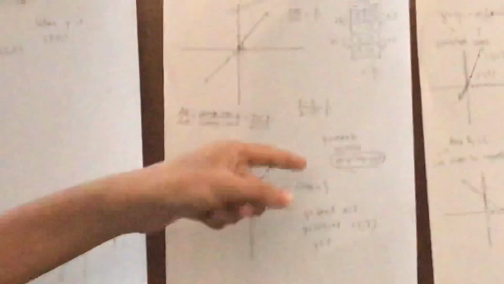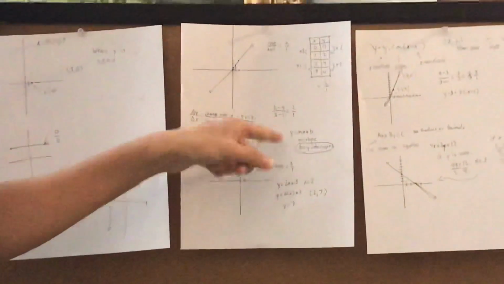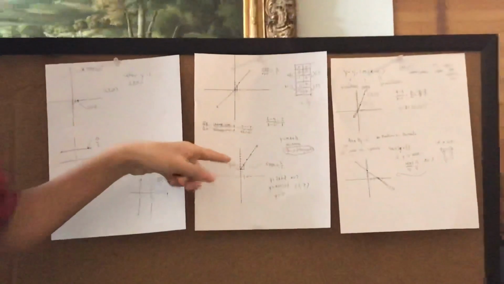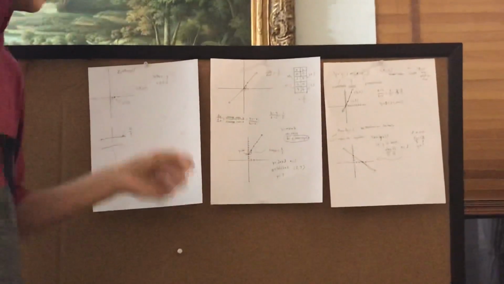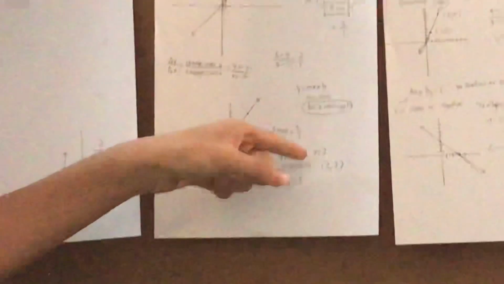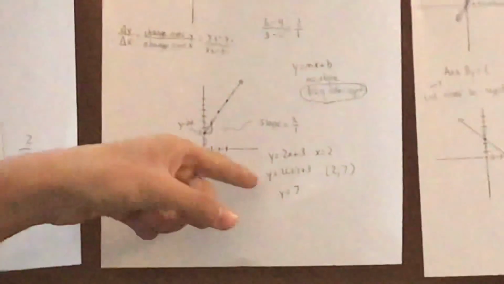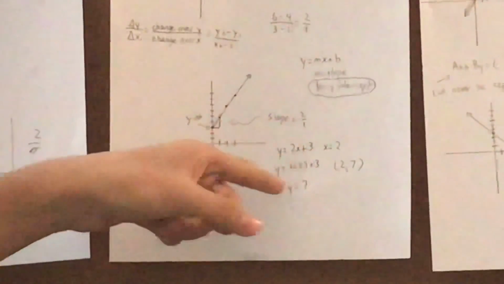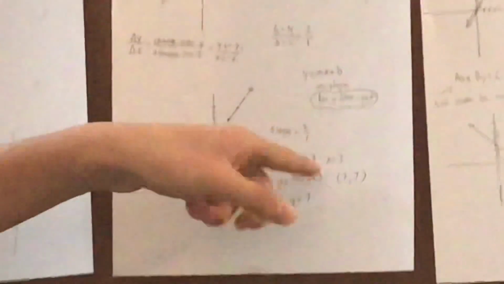So y equals mx plus b, we find the slope in here, which is 2 over 1. So the equation is y equals 2x plus 3. If x equals 2, then we could get y equals 2 times 2 plus 3, which is y equals 7. And the point is 2, 7.